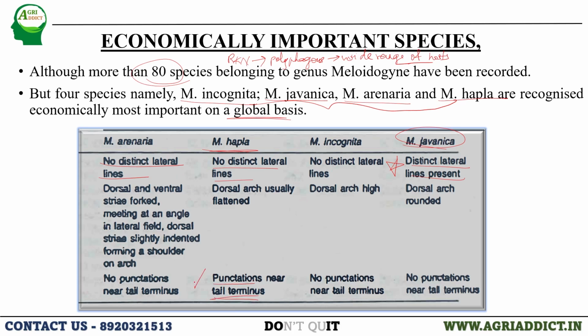Only these 2 important points you have to remember, because if you go on remembering each point, then the other points will definitely volatilize. So note down only the important points. Meloidogyne javanica has distinct lateral lines, but they are absent in the other 3 species. And the one more difference between these 4 species is that Meloidogyne hapla has punctuations near the tail terminus.